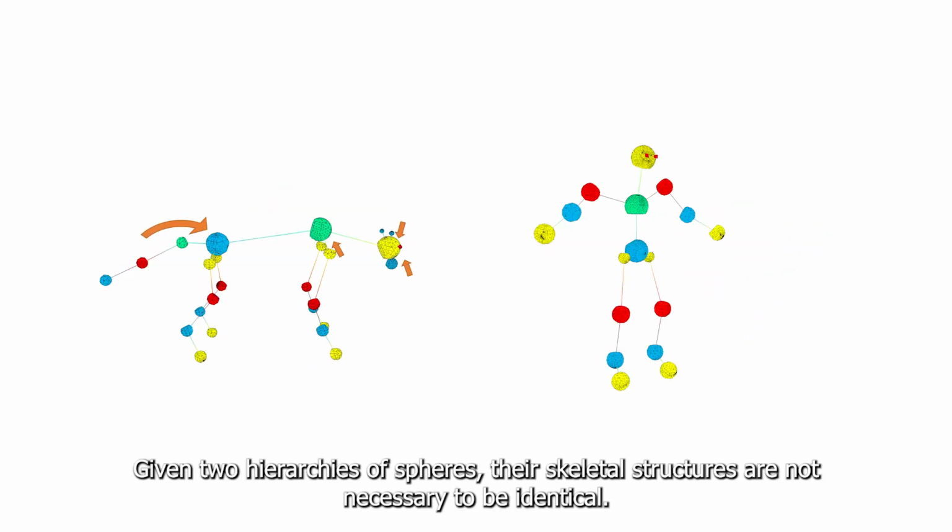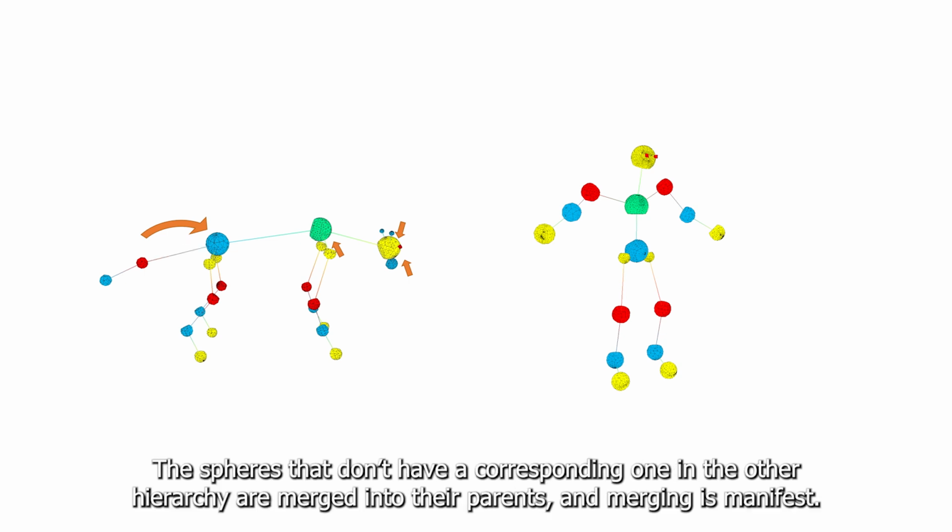Given two hierarchies of spheres, their skeletal structures are not necessary to be identical. The spheres that don't have a corresponding one in the other hierarchy are merged into their parents, and merging is manifest.